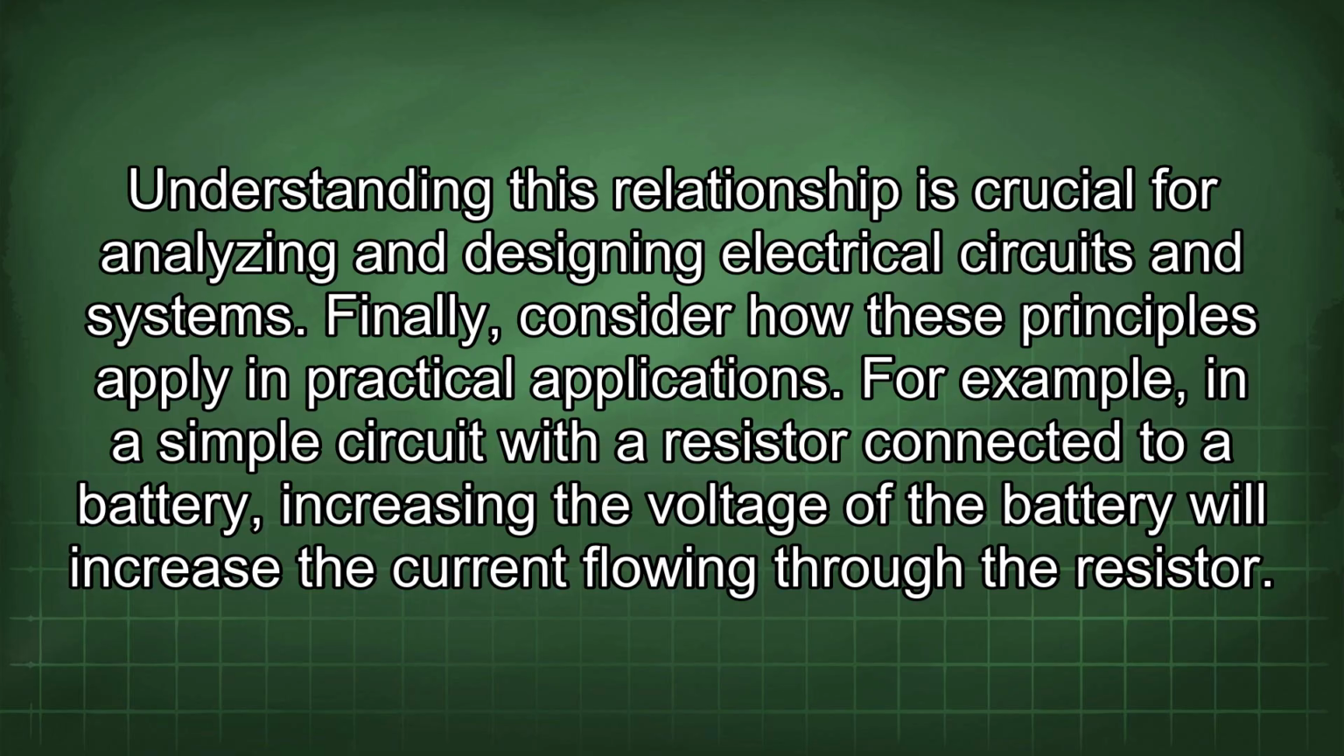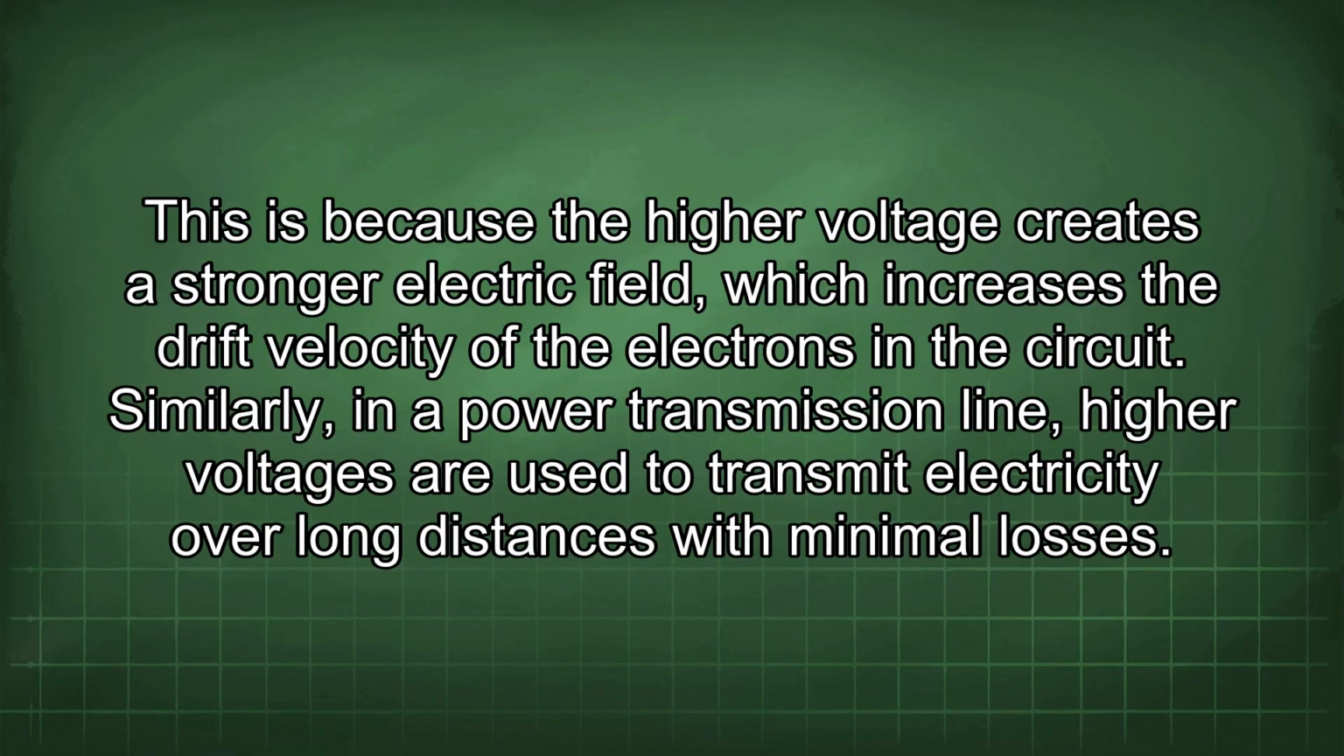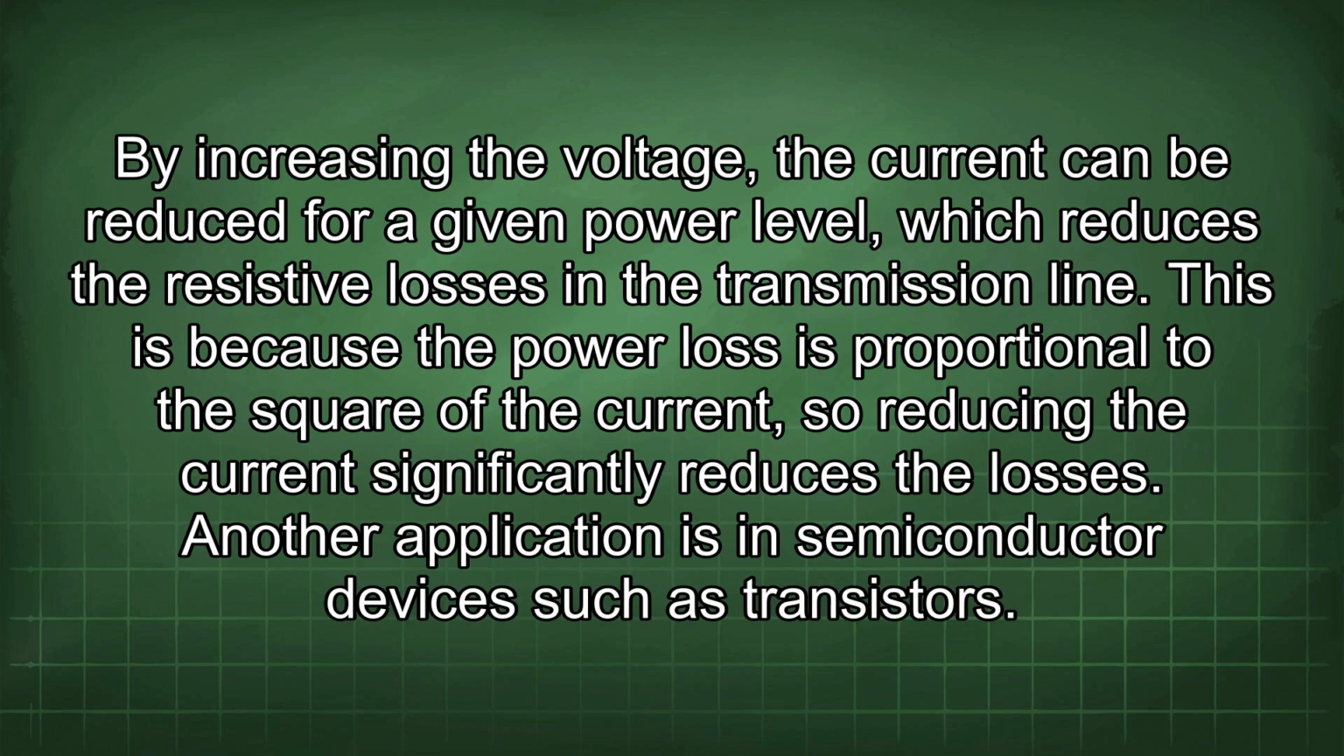For example, in a simple circuit with a resistor connected to a battery, increasing the voltage of the battery will increase the current flowing through the resistor. This is because the higher voltage creates a stronger electric field, which increases the drift velocity of the electrons in the circuit. Similarly, in a power transmission line, higher voltages are used to transmit electricity over long distances with minimal losses. By increasing the voltage, the current can be reduced for a given power level, which reduces the resistive losses in the transmission line.